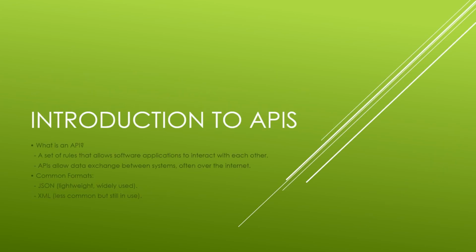Welcome to this session on APIs in Python. Today, we will explore what APIs are and how they enable software applications to communicate with each other. An API, or Application Programming Interface, defines the rules for interacting with a system or service. It allows data exchange over the internet. Common formats used in APIs are JSON, which is lightweight and easy to use, and XML, which is still used but less common today.